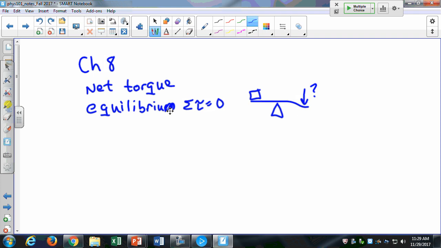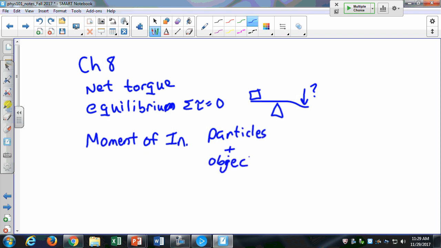So equilibrium, you're going to do moment of inertia, for both particles and for objects. You know, objects like a sphere, a cylinder, a rod, that sort of thing. Make sure you know that table, how to use it anyway. You'll have the table. Just make sure you know how to use it. Mallory?